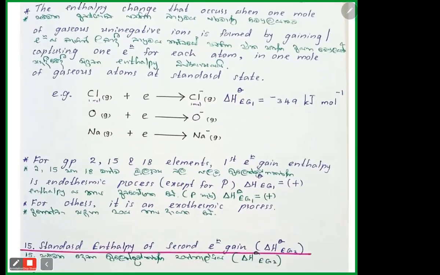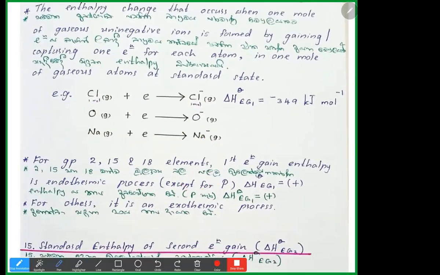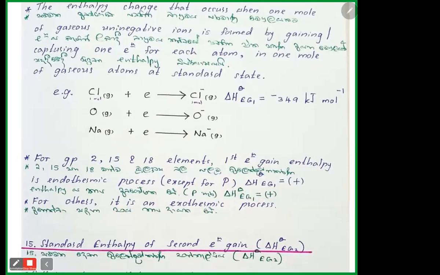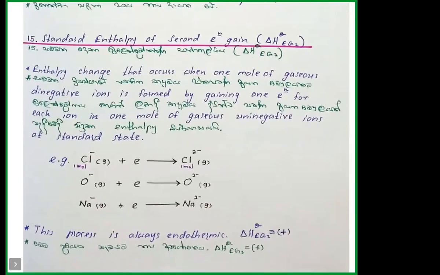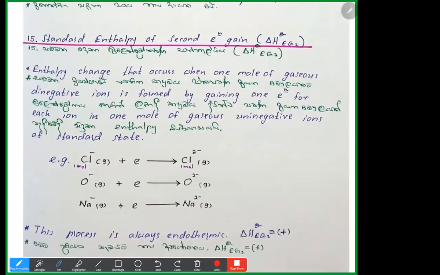And remember these points that we did under unit 1 actually. Group 2, 15, 18 elements. First electron gain enthalpy is an endothermic process except for phosphorus because they have half and full stable configuration. So delta H Eg1 equals positive. For others, it is an exothermic process. Others can release energy. They don't want excess energy. They do not need energy. This is still the same.